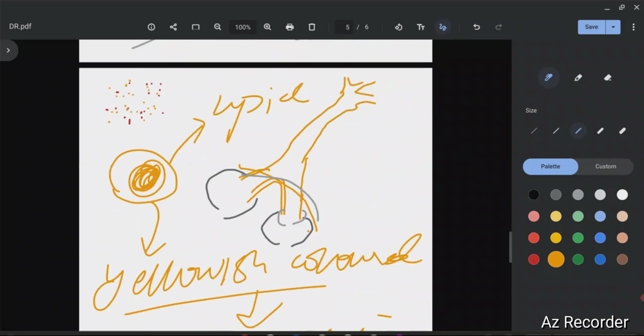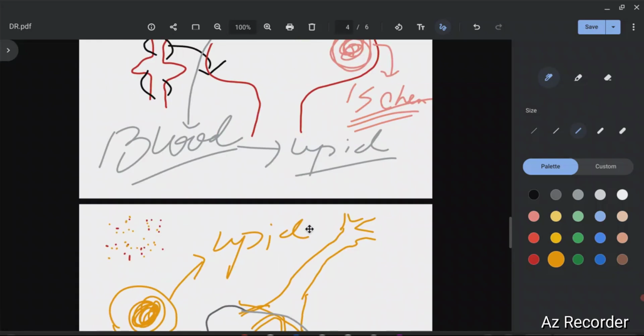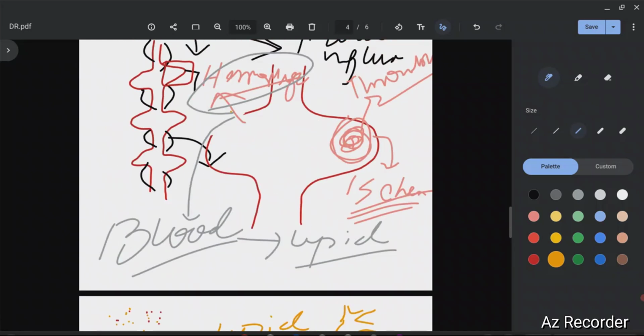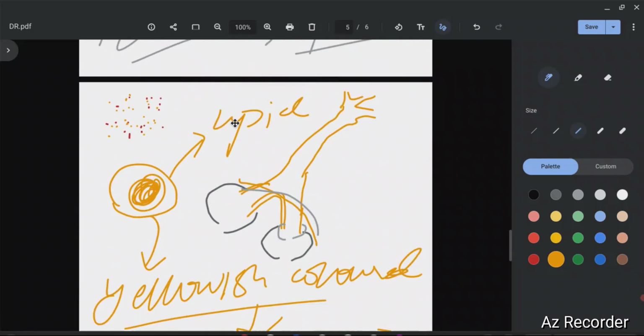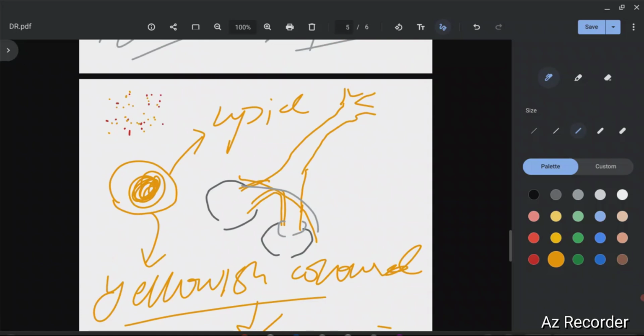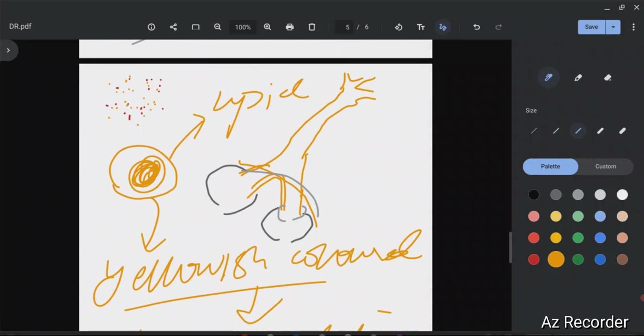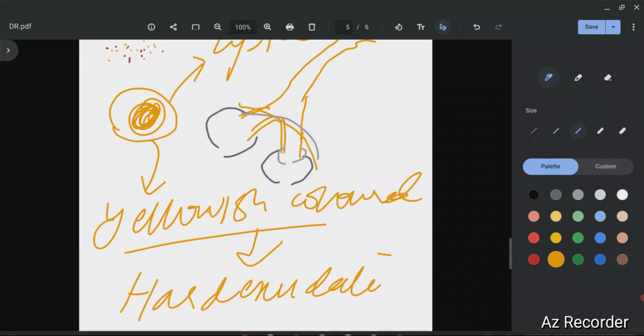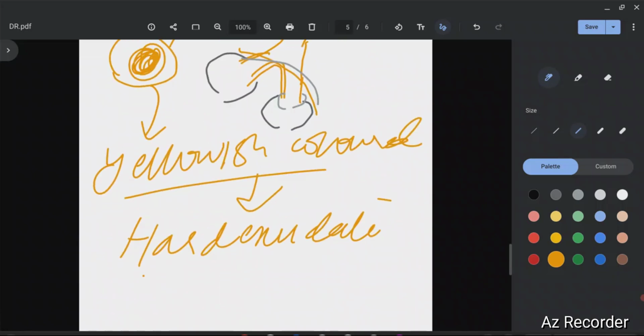And then there is hemorrhage with the blood. With the blood, there will be lipid in the retina, in the nerve endings, and this lipid is engulfed by your macrophages, and this lipid-laden macrophage appears yellowish colored, known as hard exudate. Okay, so these are the two findings that you see on fundoscopy.